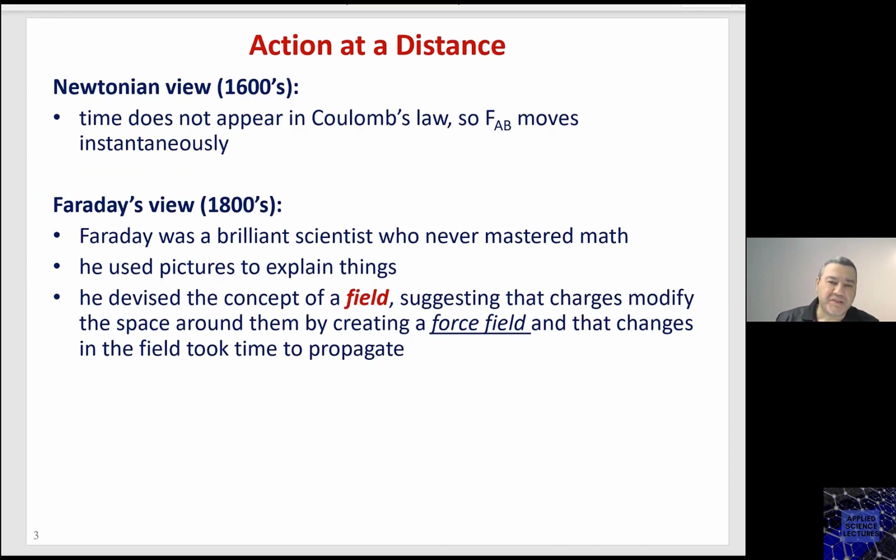The first thing we need to understand is that this force is changing instantaneously, since Coulomb's law does not have any time dependency in its function. So that force changes instantaneously, which means that the field causing that force to change is also changing instantaneously. So how does it work? This field is a vector field at any point surrounding this charge. It has a magnitude and a direction.